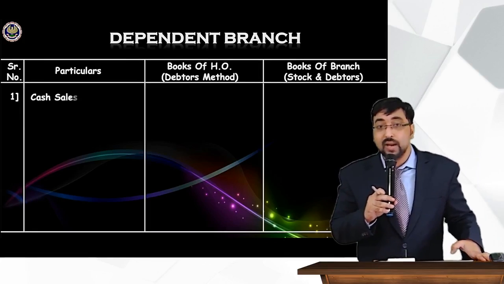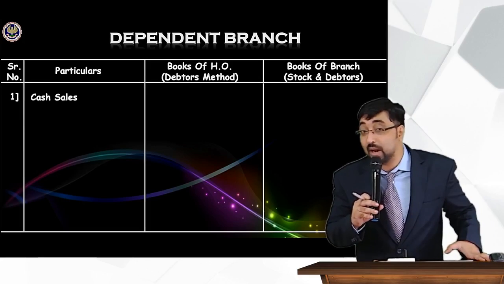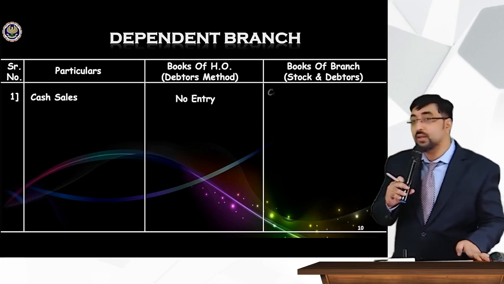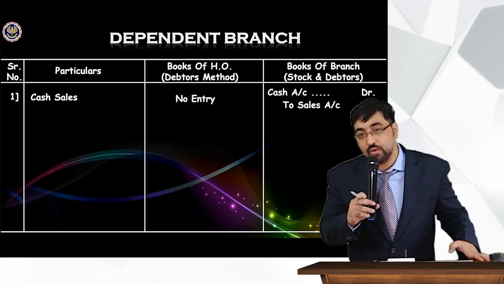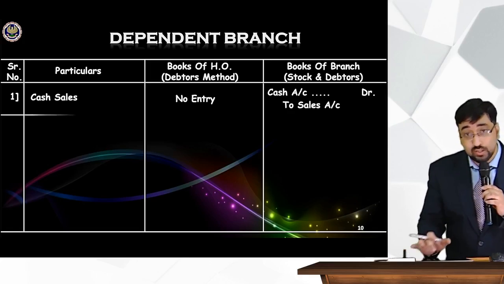For number one entry, cash sales. Definitely cash sales entry is passed by branch only. HO is not going to pass any entry. So no entry in the books of HO, and in the branch books, cash account debit to sales. This is only for understanding purpose. We are taking all journal entries.